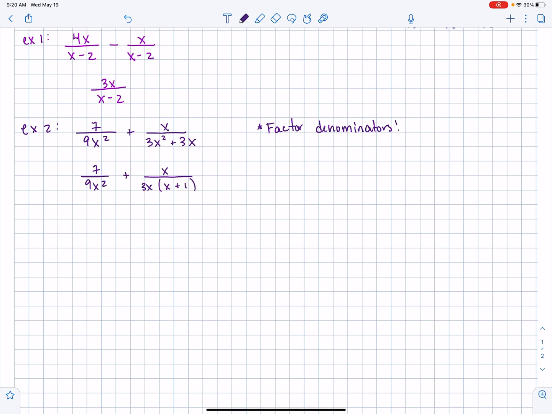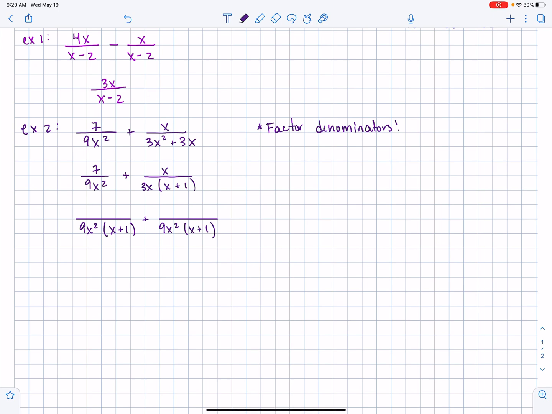So what we actually need to create here is our least common denominator, and our least common denominator is going to be 9x squared times x plus 1. And the reason that's our least common denominator is because 3x is a multiple of 9x squared, but we need to create that x plus 1. So 9x squared times x plus 1.